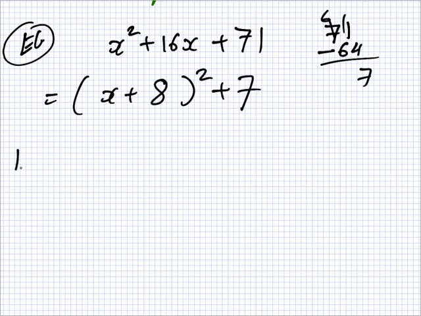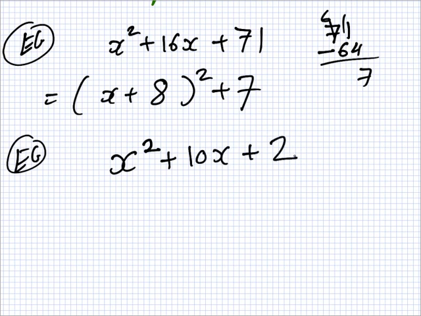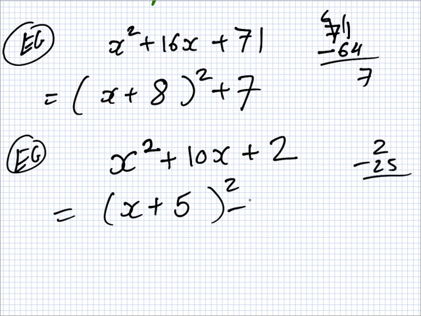Okay, let's do another one. 10x plus 2, we'll say. So what's my first number? 5. And then it'll be 2 minus 25, which is minus 23. Are we getting the idea for this? Yeah.